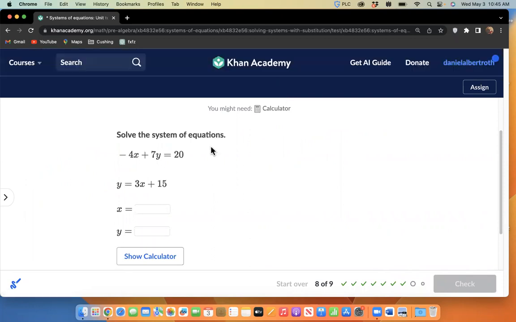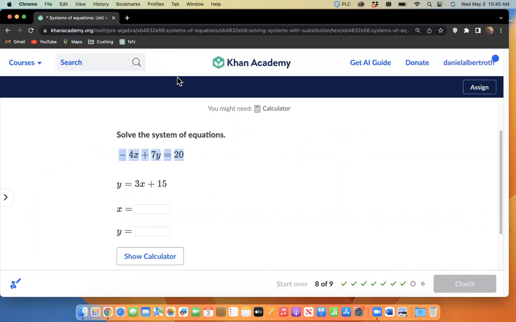All right. Solve the system. So this one here, I have the second equation, y is already solved for. So I have y equals 3x plus 15. So what I'm going to do is in the first equation, I'm going to replace y with 3x plus 15. So in the top, I get negative 4x plus 7 times y, but y is equivalent to 3x plus 15.